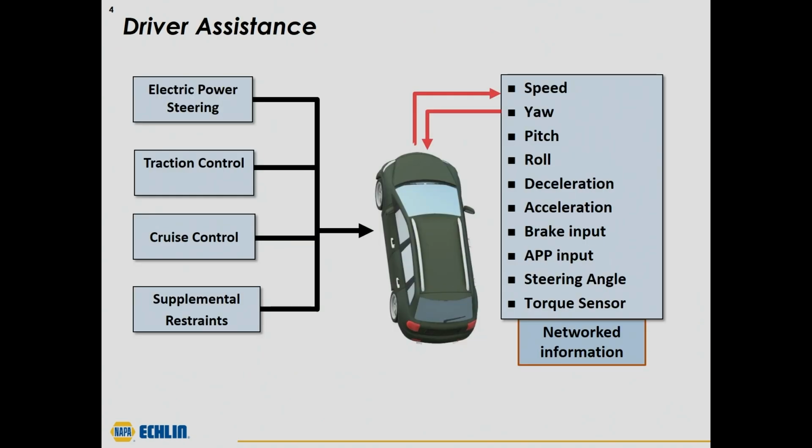Now, we've actually already got driver assistance systems on the vehicle, and some of these we may not really consider because we're just used to them already. Some of these would be things as simple as electric power steering and traction control systems. Even our cruise control is a driver assistance system. One other one would be supplemental restraints. All of this data that we see on the right-hand side of the screen is networked information between all of these various modules, and this is already integrated into the vehicles as we're driving them to present day.